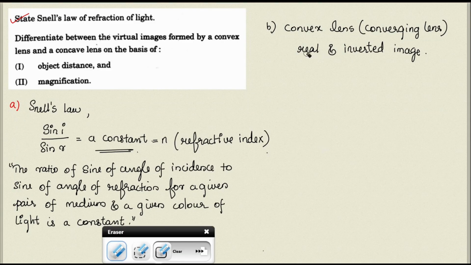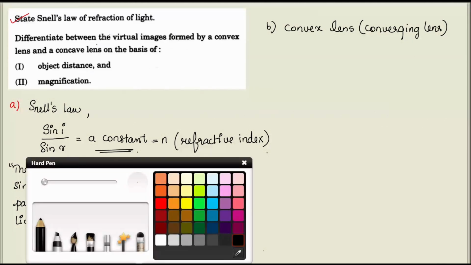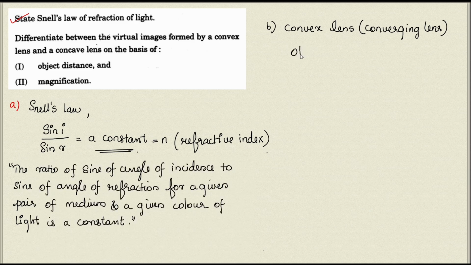And what is the position where the image is virtual and erect? It is when the object position is between the focus and the optic center. So when the object position is between F1 and the optic center, the convex lens will give a virtual and erect image which is enlarged. Yes, it is an enlarged image. So if you have to draw and see, you can draw it.